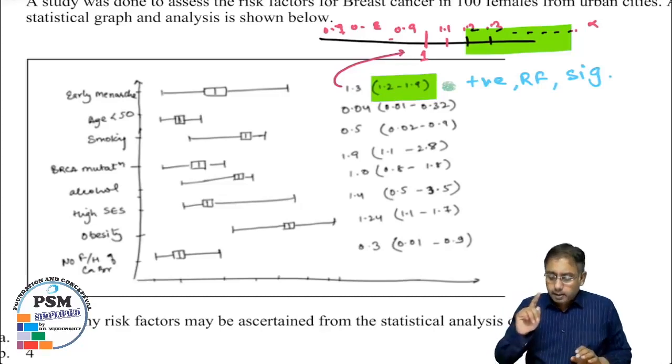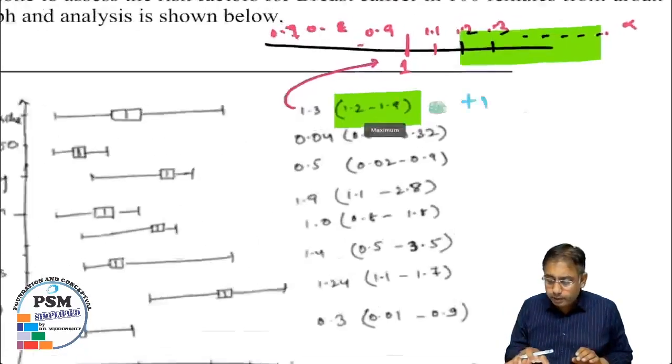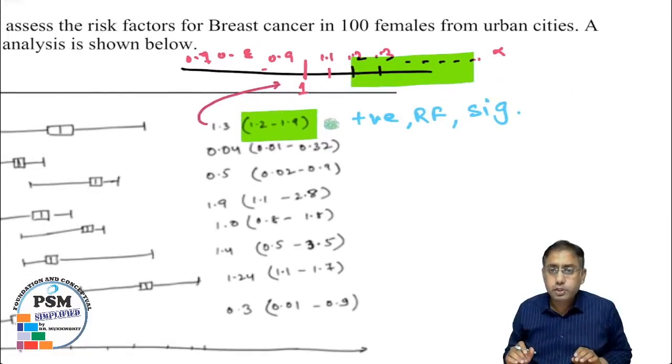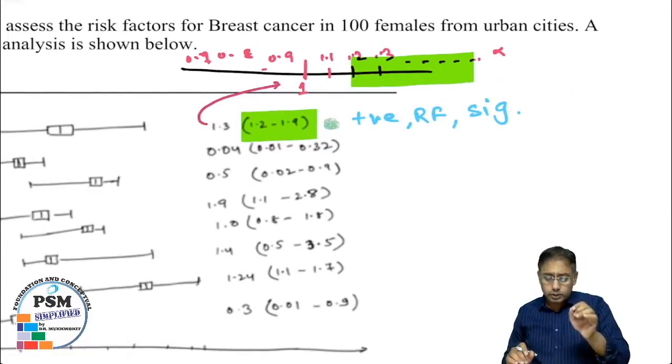Now, line number two, can you just zoom in and see it? If you zoom in and see it, the odds ratio of whatever it was is 0.04.